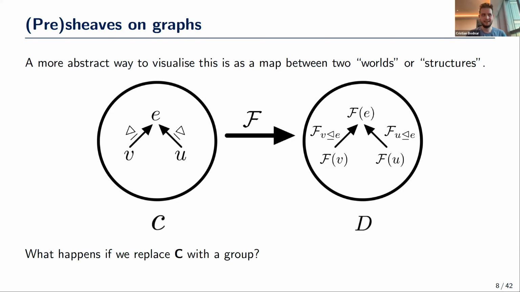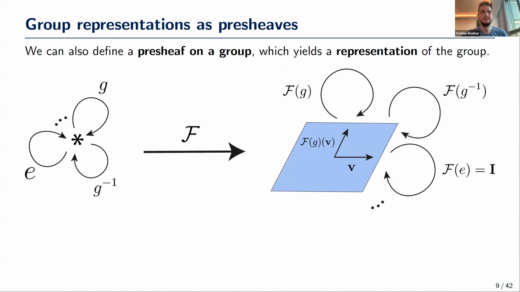Now, something interesting you could ask is, okay, we have a graph on the left, right? But what happens if we replace this world on the left side with something completely different? Let's choose a completely different object, and that would be a group. So let's see what happens. We get something like this.